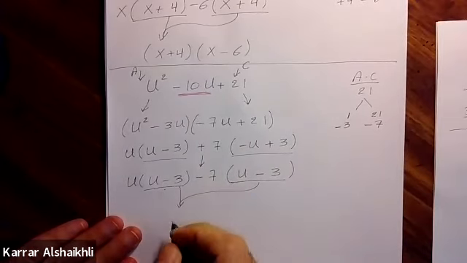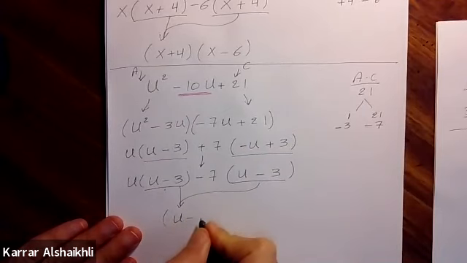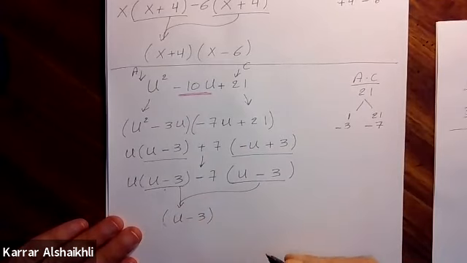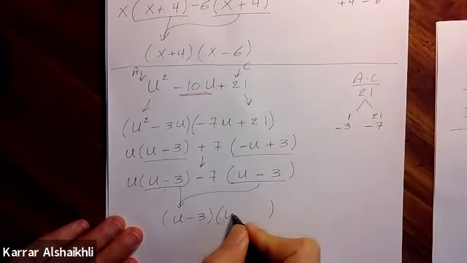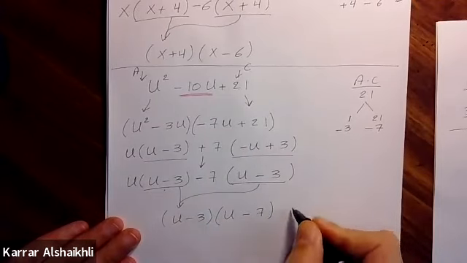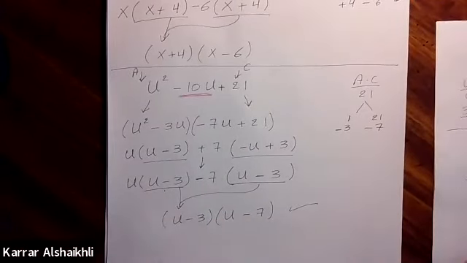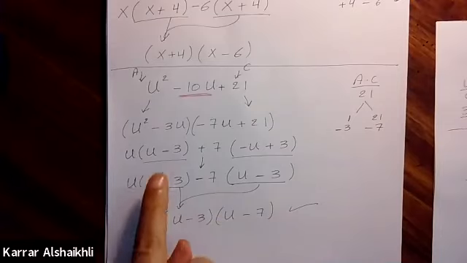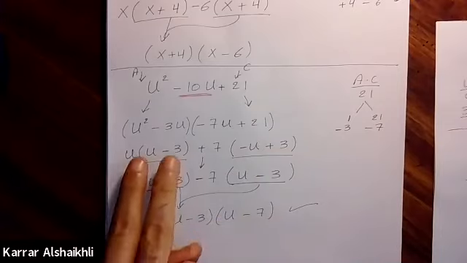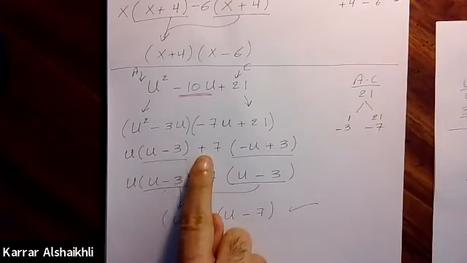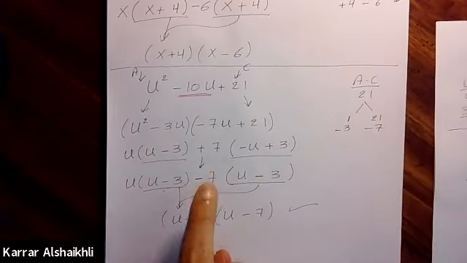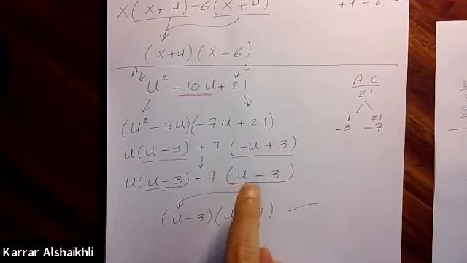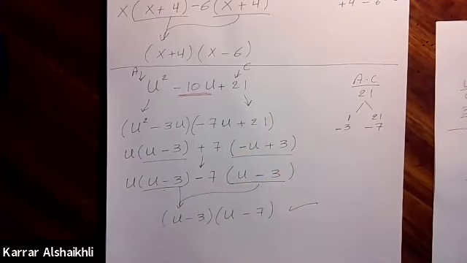So we're going to write down u minus a 3, and the leftover is going to be u minus 7. That's it. You're going to do these steps always when you have totally different parentheses. You write down the first one, change the sign here from positive to negative, change the sign here from negative to positive, and from positive to negative.